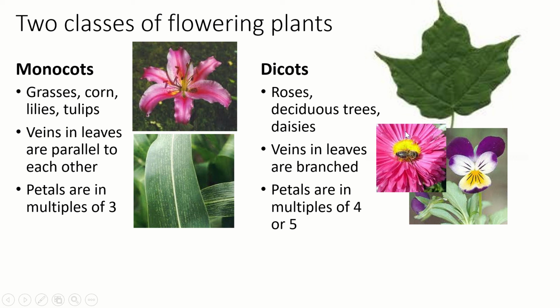Don't even bother counting. Dicots are all the other things you think of as flowering things, including palm trees, which you may not have thought of as flowering. The veins in the leaves are branched in a net-like branching pattern, and the petals are in multiples of 4 or 5. So here we have 1, 2, 3, 4, 5. Here we have a lot. If it has that many petals, it's always a dicot. There's no such thing as a monocot that makes that many petals.